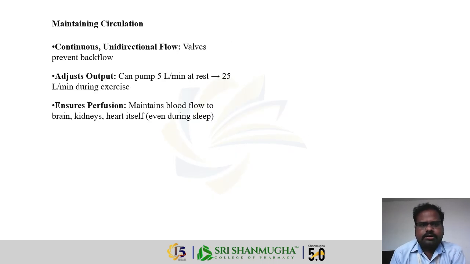Going into the next topic, maintaining the circulation. Continuous unidirectional flow: blood circulation is continuous, so it will not stop at any point, and it goes in only one direction. This is mainly regulated by the valves. The valves help to prevent the backflow of the blood, so the blood can travel only in one direction and will not come back. So there is one unidirectional flow.